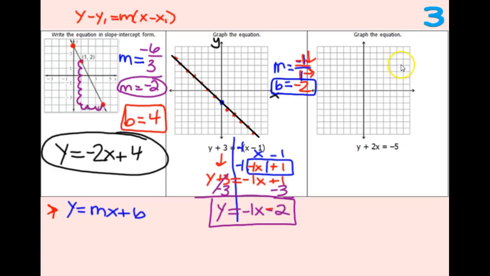And then we are going to do this last one. This one is a little bit easier. We don't have to do any distributing. All we need is to get y all by itself, so it's in the form y equals mx plus b, so we can graph it.